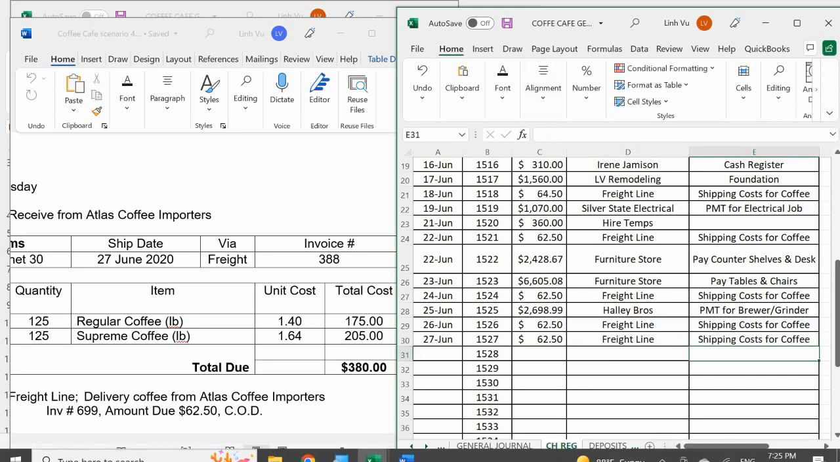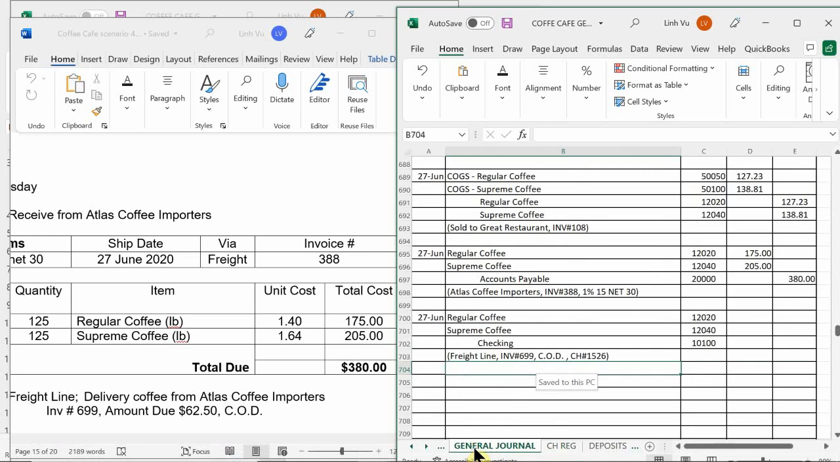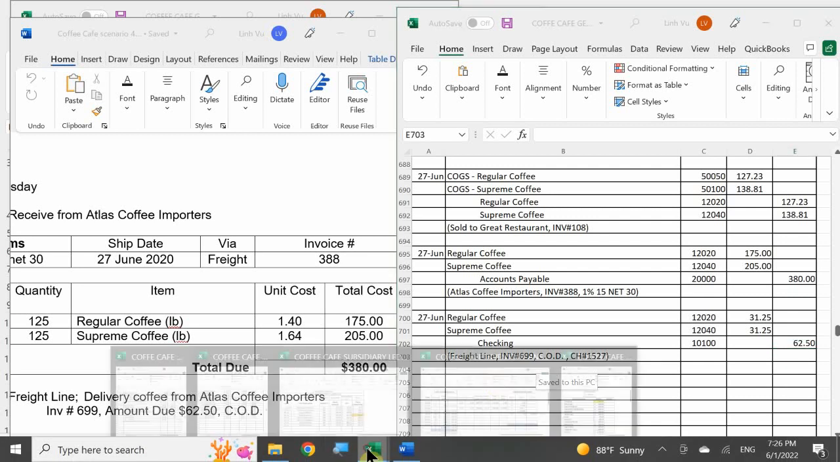Okay. So in this case, check number 1527 is going to be what we used here. And it was for the same amount, so $31.25 here and $31.25 there to get us a grand total of the $62.50. Okay. So now we updated our journal. We now need to post it to our ledger.